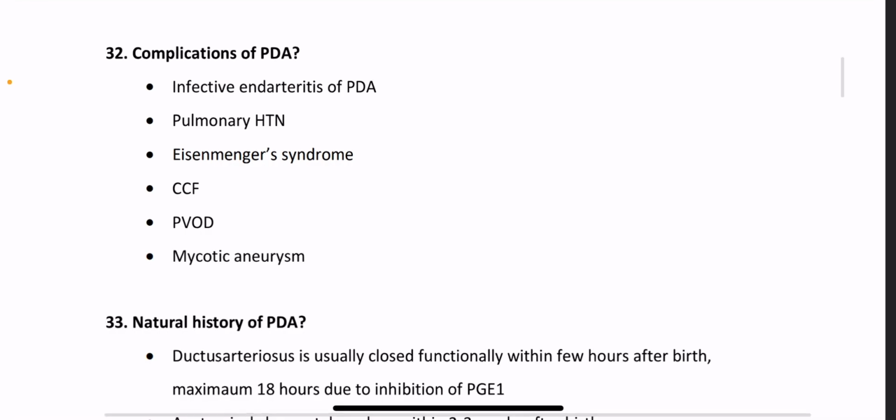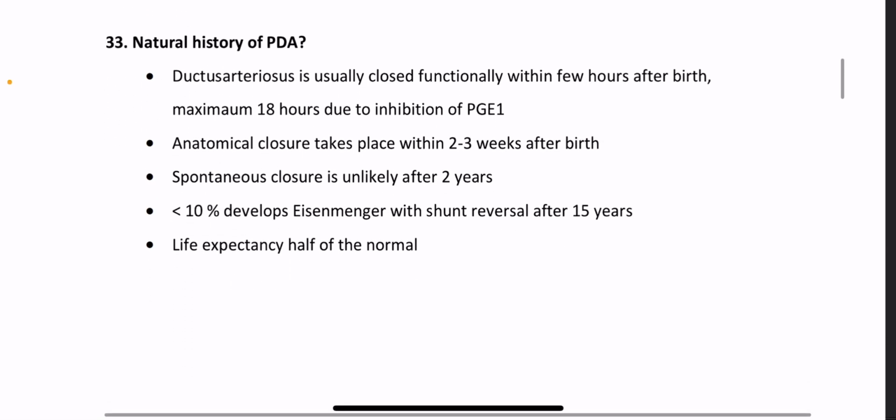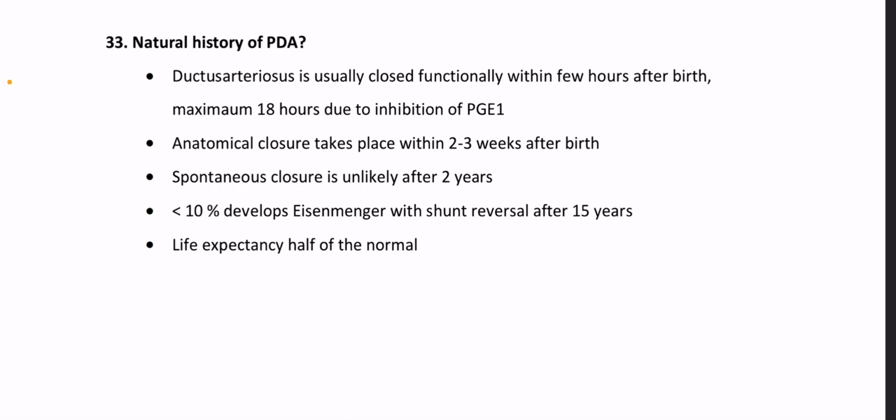Complications of PDA include infective endarteritis of PDA, pulmonary hypertension, Eisenmenger syndrome, CCF, pulmonary vascular obstructive disease, mycotic aneurysm. Now, natural history of PDA. Ductus arteriosus is usually closed functionally within a few hours after birth, usually within 3 hours, maximum 18 hours, due to inhibition of prostaglandin E1. Anatomical closure takes place within 2 to 3 weeks after birth.